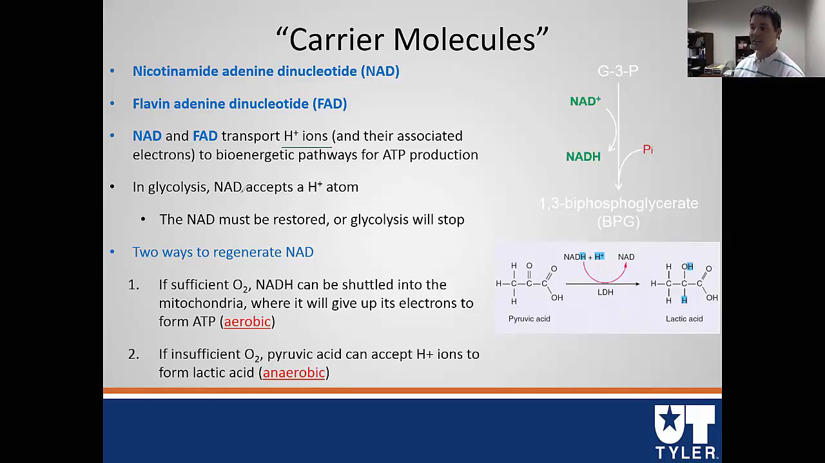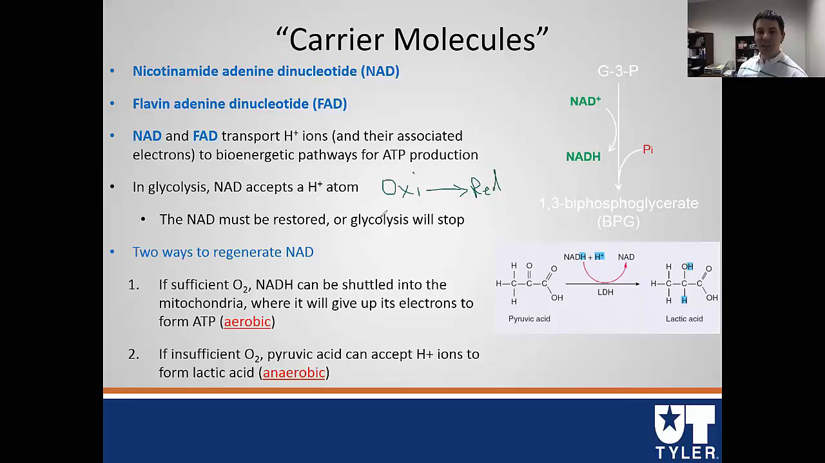So in glycolysis, we have NAD accepting an electron or a hydrogen atom in this case. Since it is accepting, that means it is gaining, right? So this is going from an oxidized to a reduced form, and if we don't convert it back, if it's not restored, then ultimately glycolysis will come to a screeching halt, right? If we don't have this carrier molecule, then the process will completely stop. But don't worry, our body has the ability to do this.